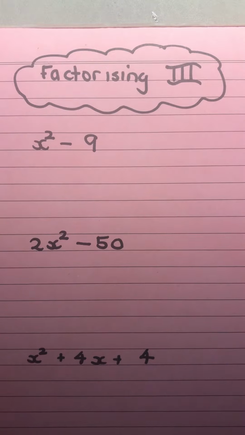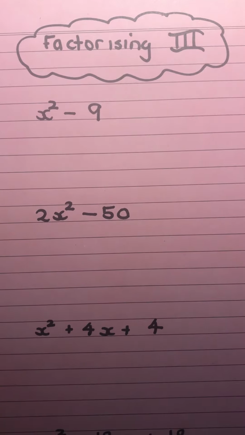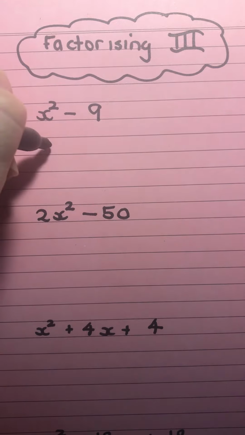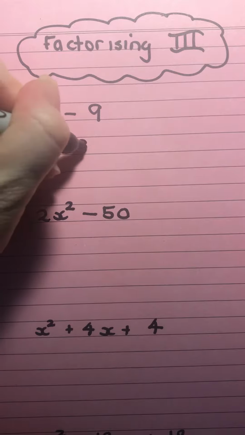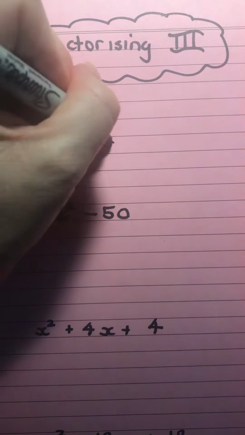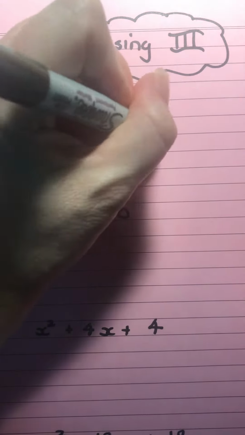Okay, having a look at another factorising video now, just looking at some of the common patterns that we can look for when we're factorising. So we've got x squared minus 9. Now that pattern is going to be the difference of two squares. So we can write our x squared minus 3 squared, and that tells us we're going to have x plus 3 and x minus 3.